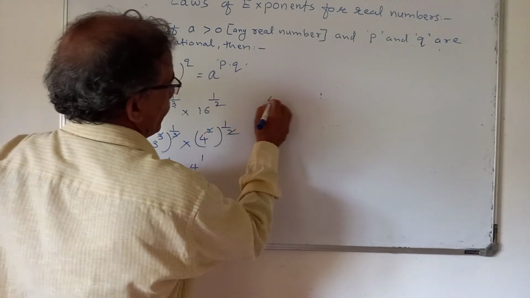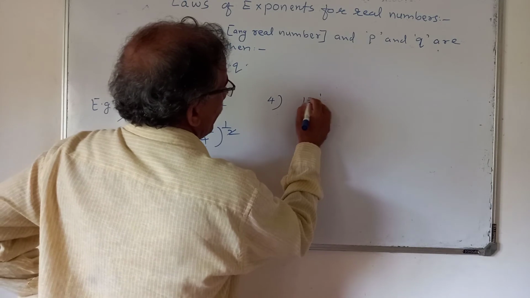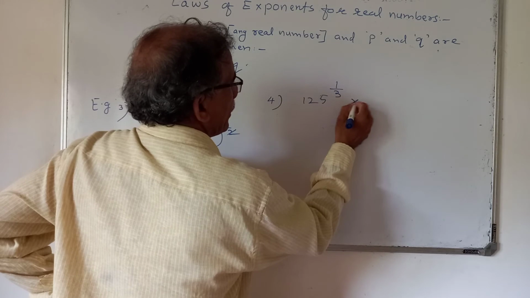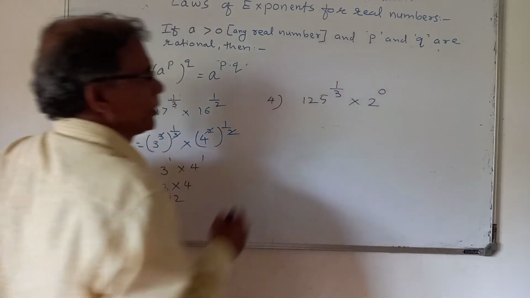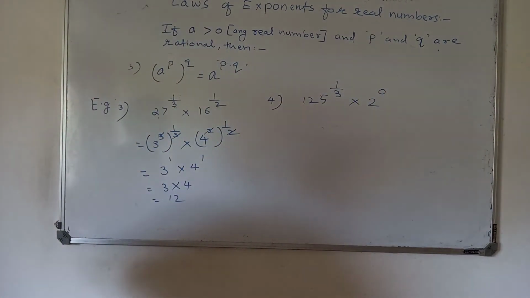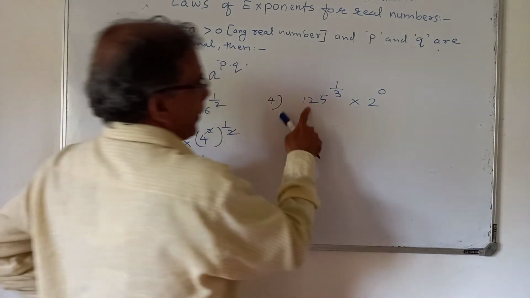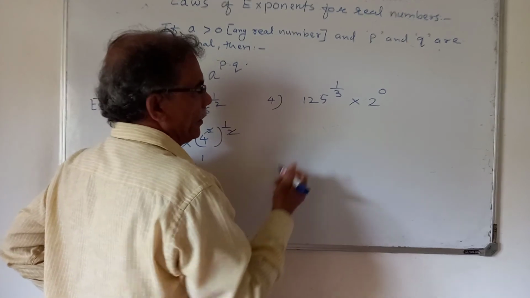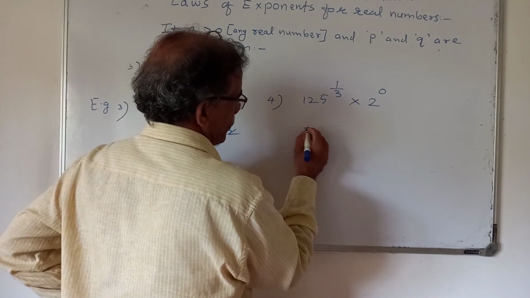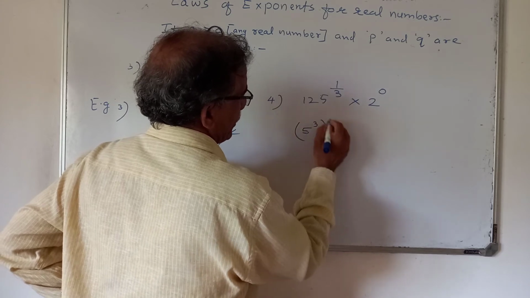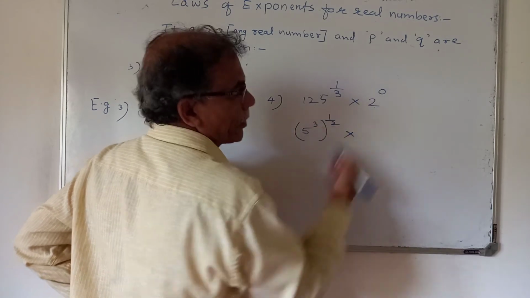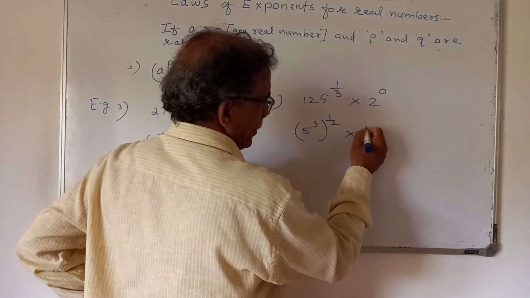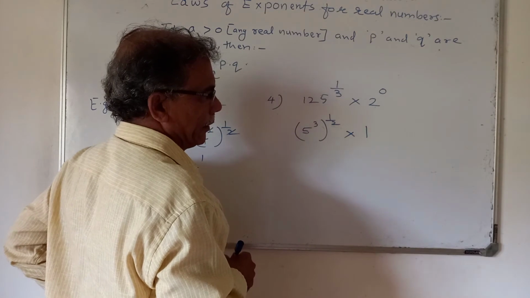Suppose example 4: 125 raised to 1 by 3 into 2 raised to 0. Suppose like this it is given. Now 125 upon 3 is that. So this is cube of which number? Only you should know that. 125 is cube of 5. So it is 5 raised to 3 raised to 1 by 3 into 2 raised to 0. Any number raised to power 0 means how much? It is 1. You have studied this, you know this.